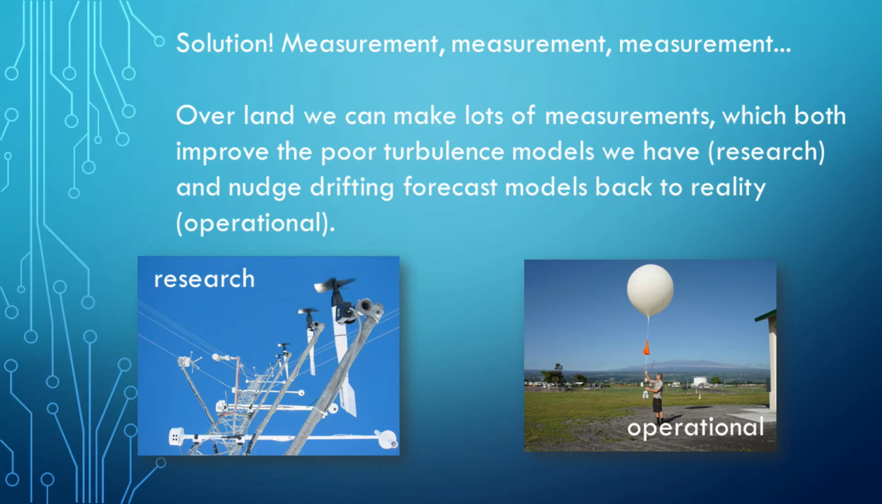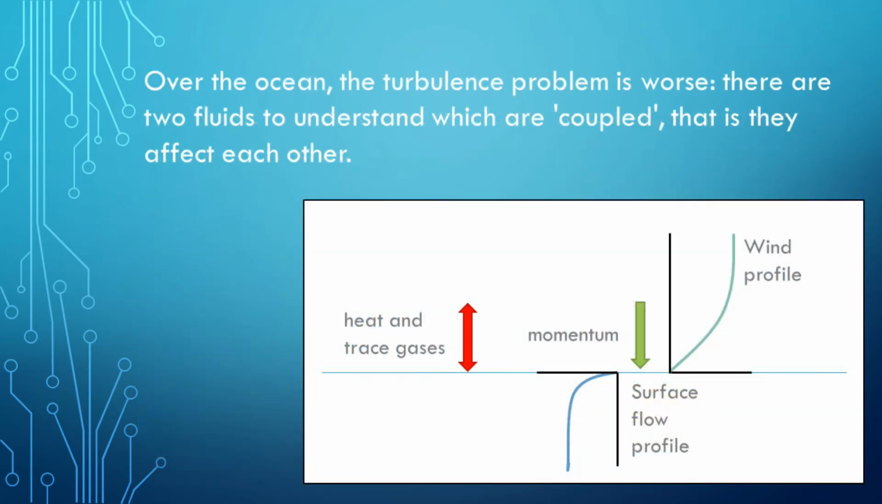Over land, we can make lots of measurements. This is both to improve the models that we have, and there's a lot of research going on. We also do a lot of what's called operational forecasting, and that's getting measurements to nudge the forecast model back online as it drifts away from reality. Over the ocean, the turbulence problem is worse. There are then two fluids to understand, and they're coupled.